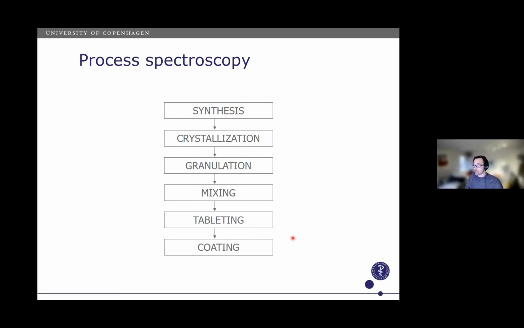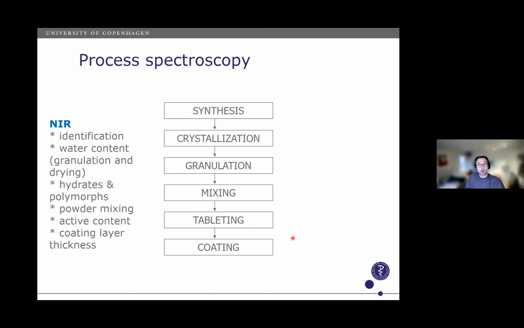So if we take these processing steps here and start thinking about what you can do with spectroscopy. One of the most commonly used spectroscopic tools is near-infrared technology, NIR spectroscopy, that is used in many steps of this process train. We can use NIR for identification of material. We can measure water content, hydrates, and polymorphs can be identified with NIR. And it is also a commonly used solution for following powder mixing processes.